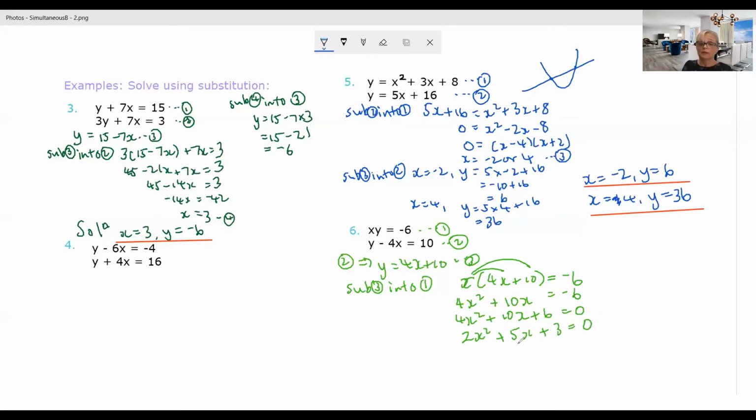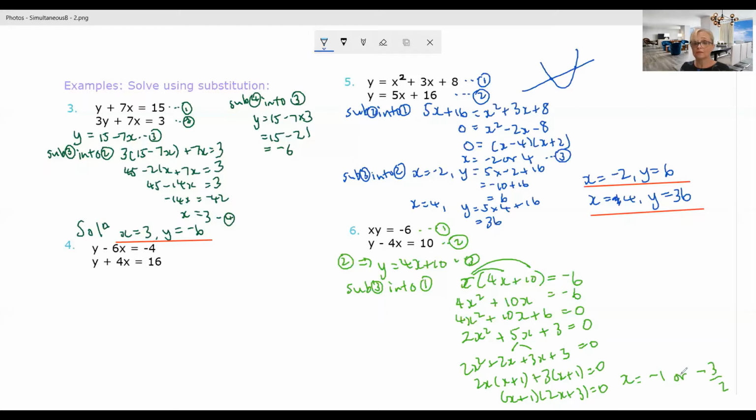Now we want to divide up that middle term. We want two numbers that multiply to give 6 and add to give 5. So 3 and 2 will work. So if we divide that up into a 2x and a 3x, we get 2x(x plus 1) plus 3(x plus 1) is 0. So (x plus 1)(2x plus 3) is 0. So x is either negative 1 or negative 3 on 2.